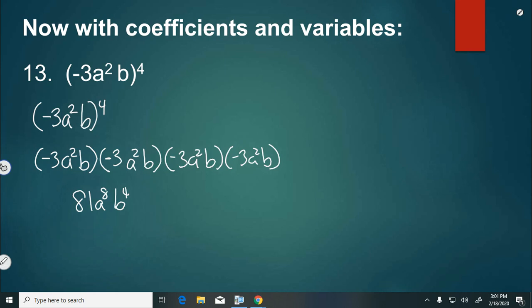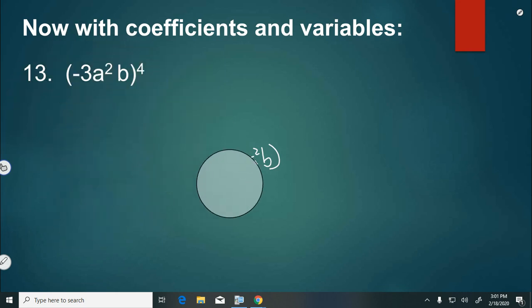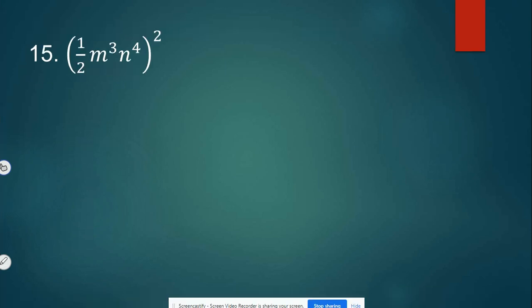But that's the same as doing -3 to the 4th, then 2 times 4 gives me the 8, and 1 times 4 gives me the 4. So you could just apply the rule instead of writing it all out, which is to multiply the exponents and apply the exponent to any numerical base. So let's take a look at another one.